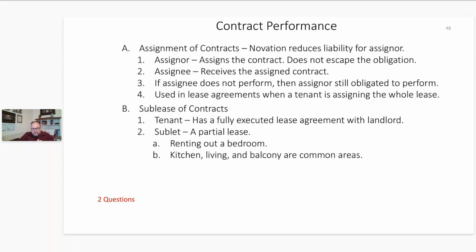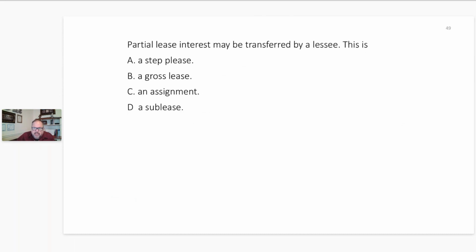So when I'm assigning a lease, all of it goes to you. Assignor, assignee, both responsible for the lease. Okay. If I'm going to sublease, that means I'm going to do a partial lease where the individual will come in, and I'll rent out a bedroom, and the kitchen, all that will be common areas. Okay. Know the difference between an assignment when it comes to a lease and what a sublease or a partial lease is. Okay. So 2 questions.